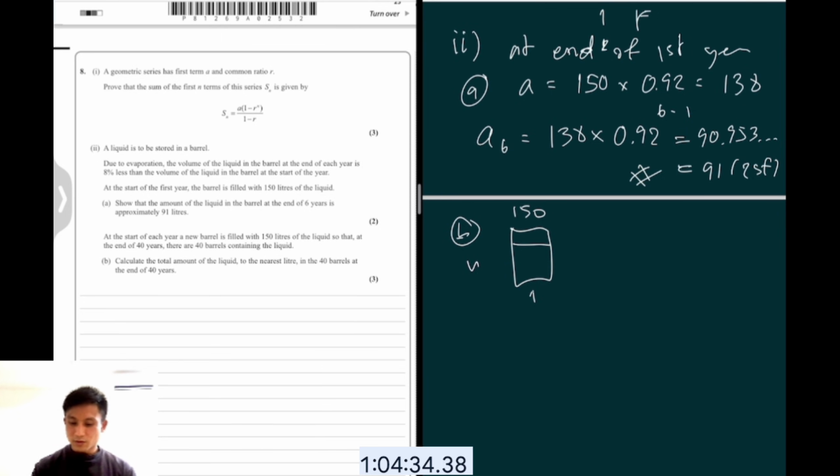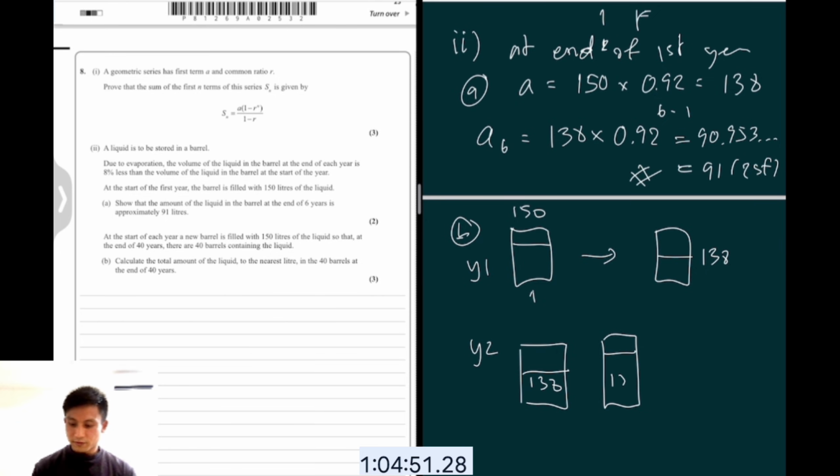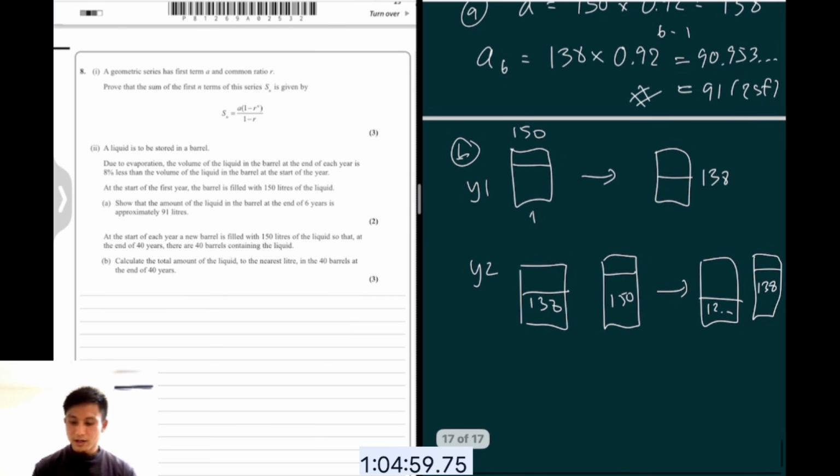So this is, say, year 1. Yeah, and then it will go to something lower, like 138. But then in year 2, you have 138 for the start of year 2. And then the other barrel, 150. And then it would go lower than 138, say 12 something. And then that 150 would be 138. And this keeps going, right?